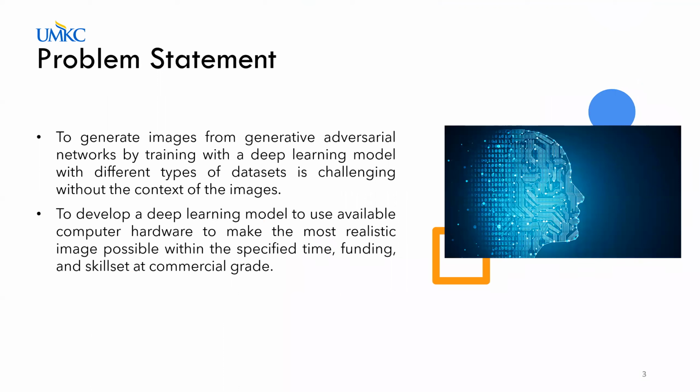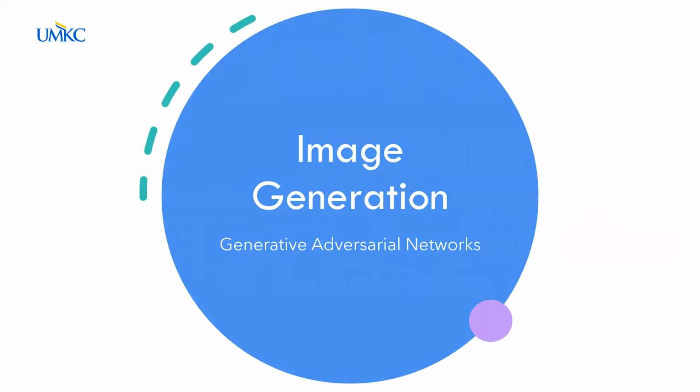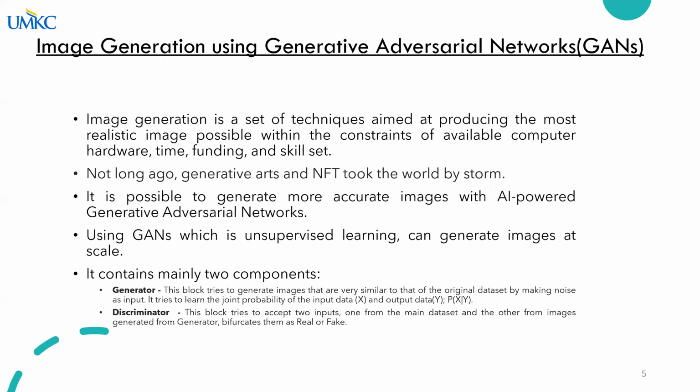As part of the problem statement, we took a topic related to generation of images using GANs by training different deep learning models with different types of datasets available related to images with context and without context. That means one model will generate images without any context, and one model based on the context of the input from the user. So the idea is to develop a deep learning model with the available computer hardware like GPUs and CPUs, and to generate the most realistic image possible within the specified time and skill set, at the commercial grade that is right now available.